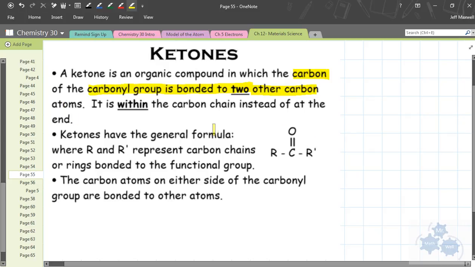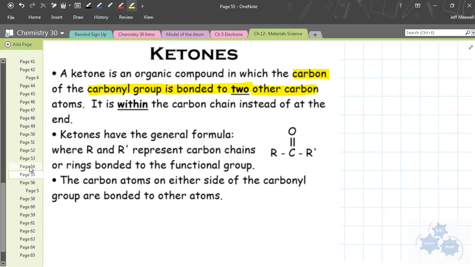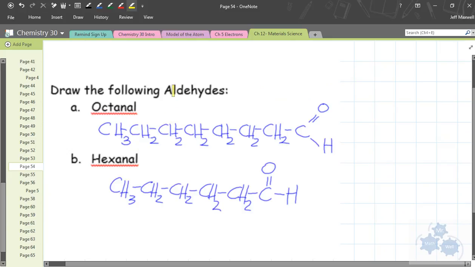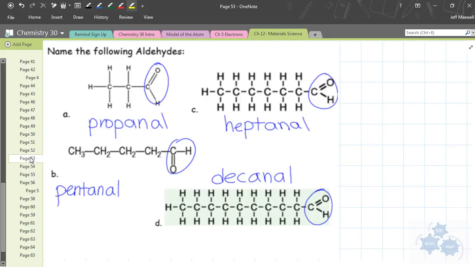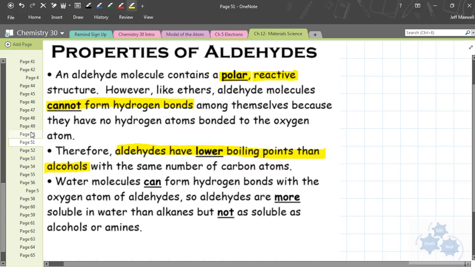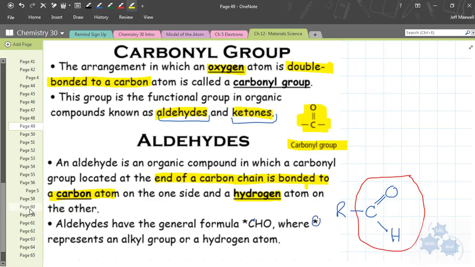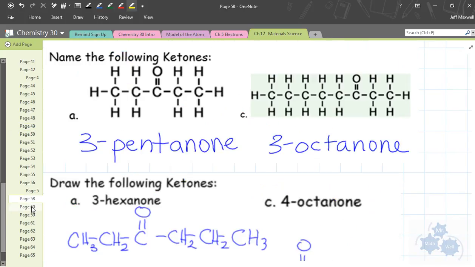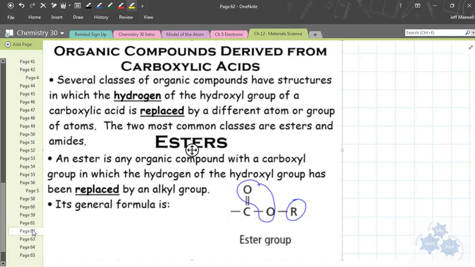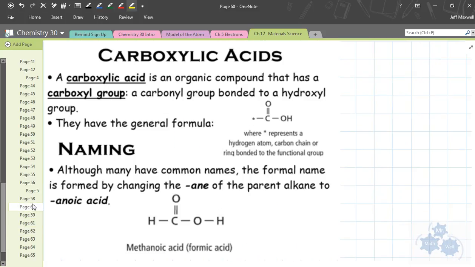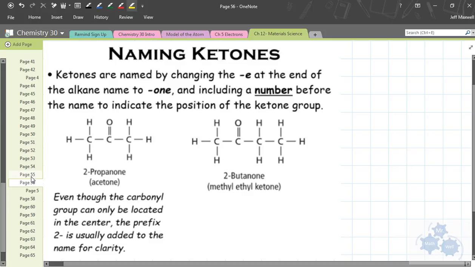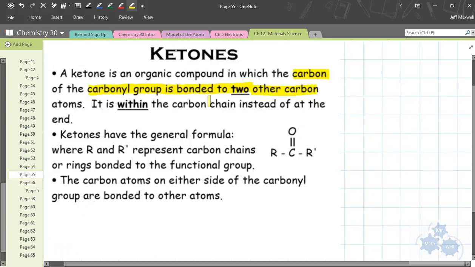If you remember, the carbonyl group was always at the end of the chain. So here's from yesterday, aldehydes and stuff like that. Go back a little bit here. Okay, carbonyl group, you see at the end of the chain. See, end of the carbon chain. So if we pop back here to, where are we? Awesome. So it's in the middle of the chain, okay? It's within the carbon chain instead of at the end.